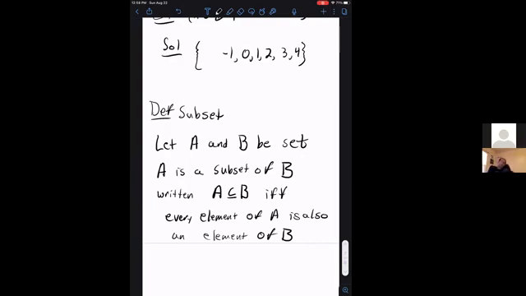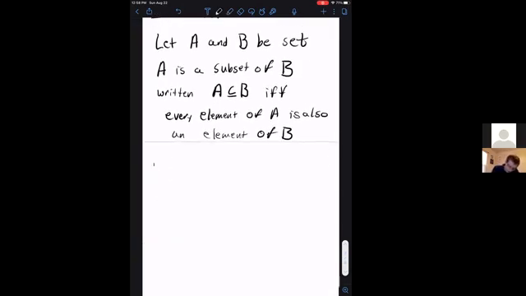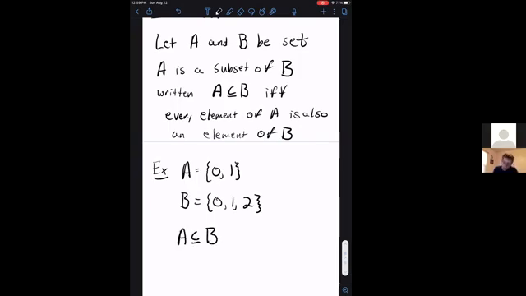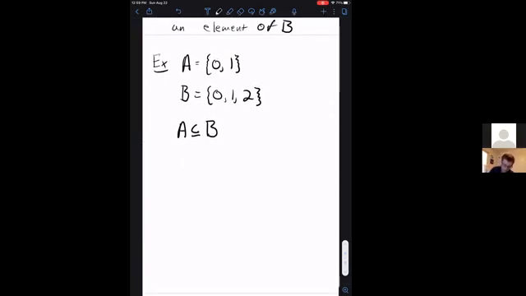So here we go. Let's do an example and then we'll get to the little niche thing here. If A is the set 0 and 1, and B is the set 0, 1, and 2, that means that A is a subset of B. Because look, every element in A is also an element of B.